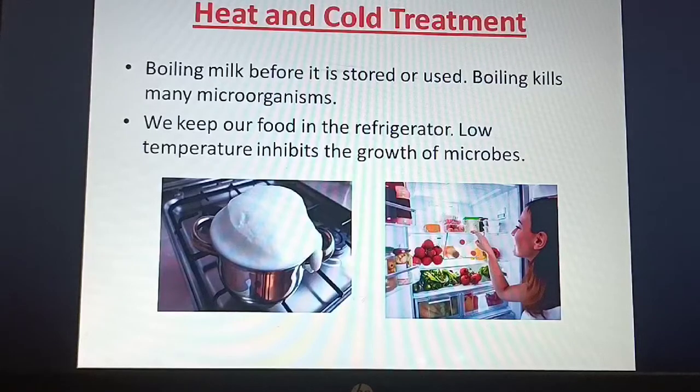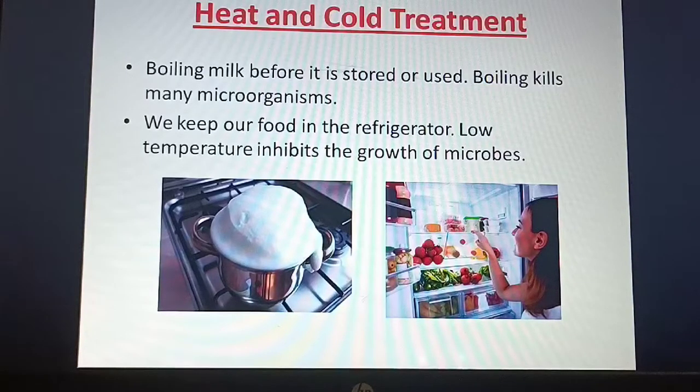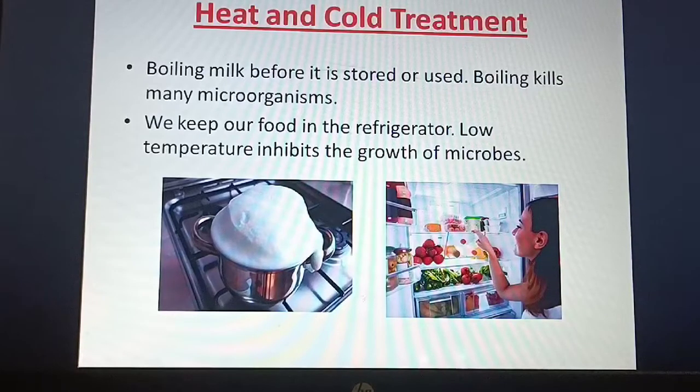Now at home we keep the food in the refrigerator, isn't it? So low temperature inhibits the growth of microbes. Whenever there is low temperature, this will inhibit the growth of microbes. That means they will not be able to grow.